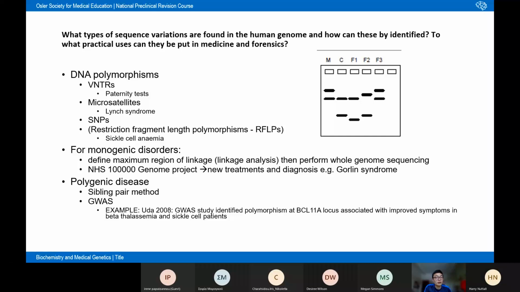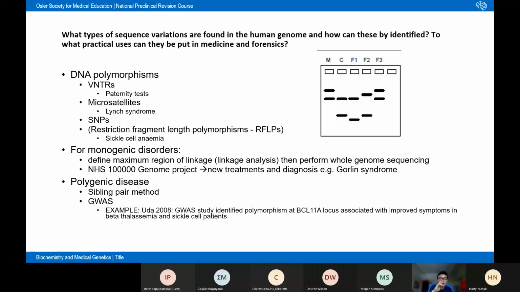And similarly, with polygenic disorders, we can characterize them and learn about them through the sibling pair method, which we've talked about, but also through GWAS studies. There are probably over 1 million GWAS studies out there. So if you want to include or reference one, then please do in your essay. One example that I've come across is this study by Uda et al., 2008.